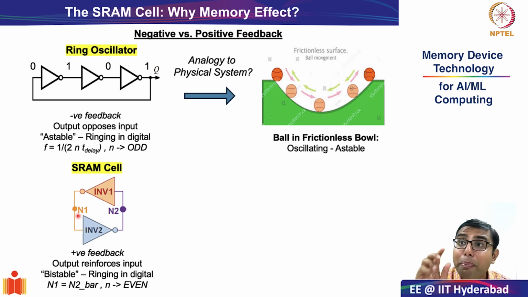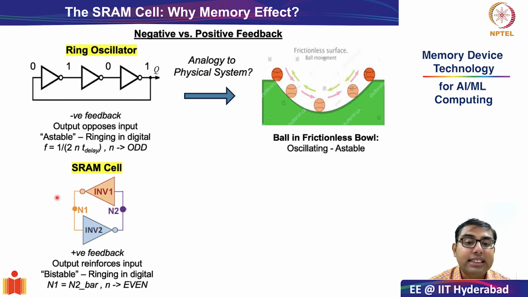So this is a very important concept. Let me just repeat it for you. If I write any value on N1, it may be 0 or 1, because it is connected in this cross-coupled inverter fashion with an even number of inverters, there will always be a positive feedback. That means the output of the last stage will reinforce the input of the first stage. This is exactly opposite of what was happening with the ring oscillator.